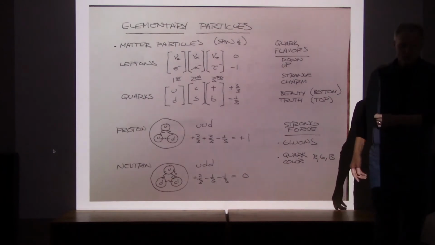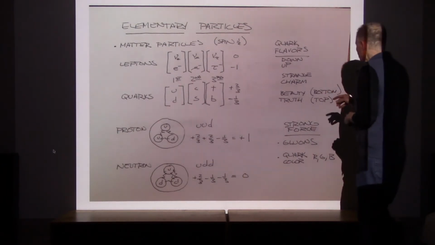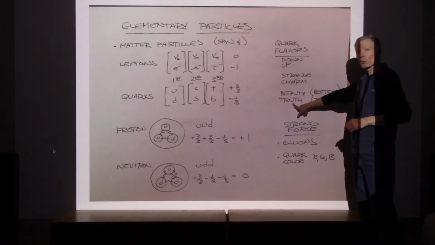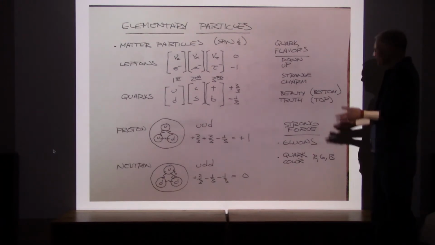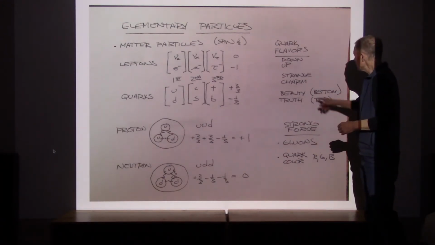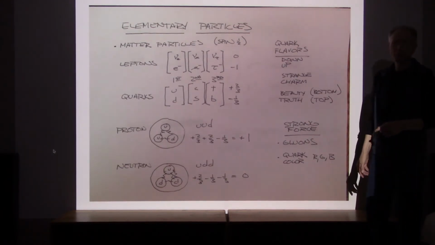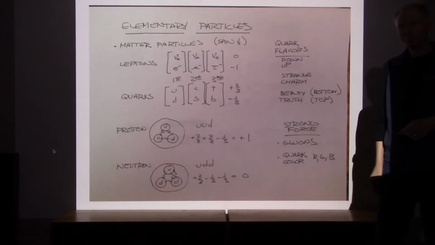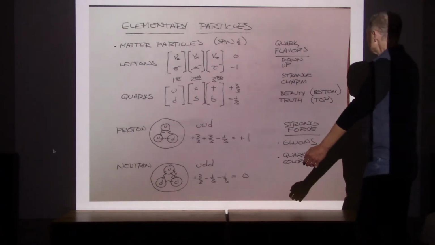Now, it does turn out that by the time the truth quark was discovered, researchers had already become, I don't know if it was embarrassed or what, but instead of beauty and truth, it's more common to refer to these as bottom and top now. So anyway, some of these whimsical names on these different properties.